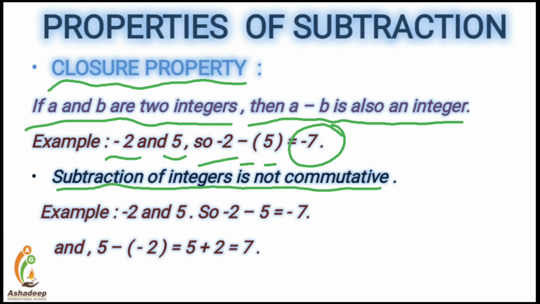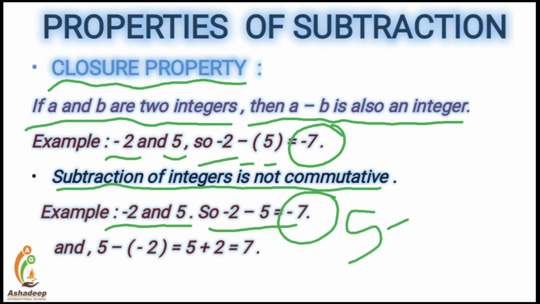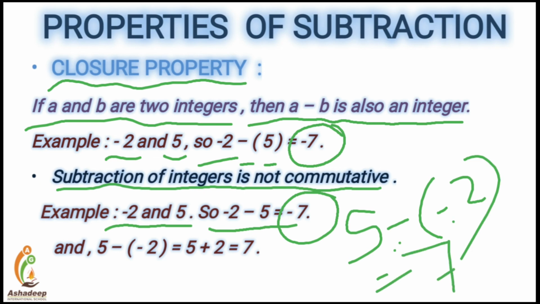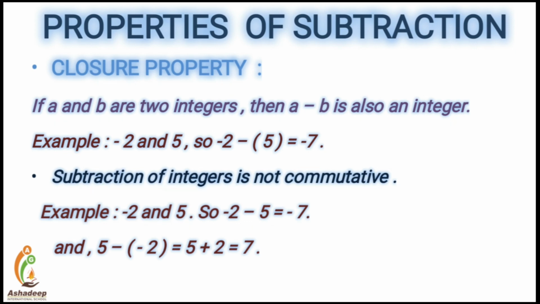Again I am taking the same example, minus 2 and 5. So first we will subtract minus 2 and minus 5. That will be minus 7. Now let's change the order of the numbers. Okay. So here 5 is positive and we wrote 5 at first, then minus 2. So the answer becomes plus 7, because minus minus becomes plus, and 5 plus 2 is 7. So we can say that subtraction of integers is not commutative. It means if we change the order of the number, the result will also change. Clear?